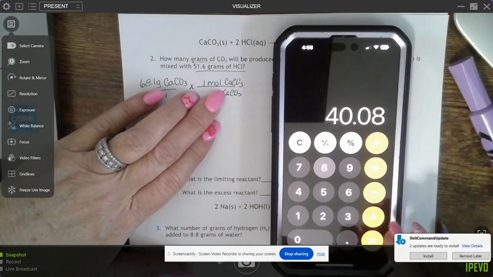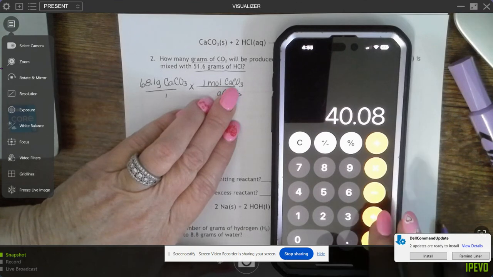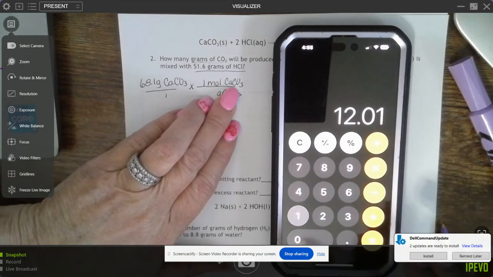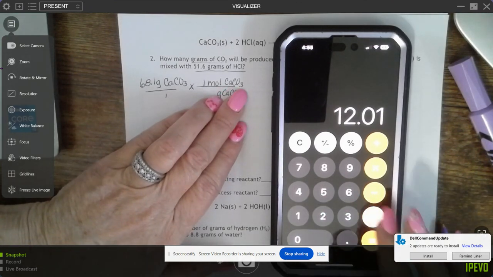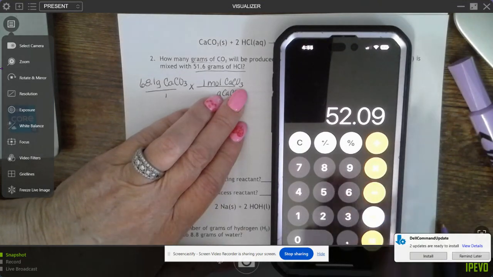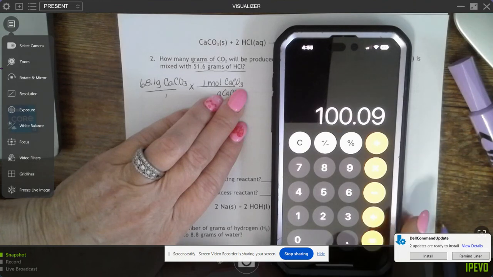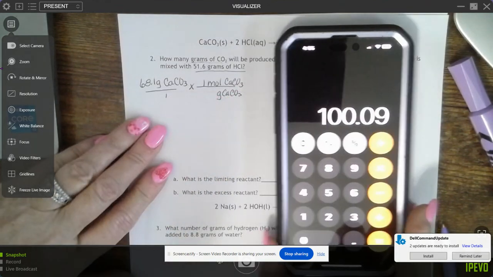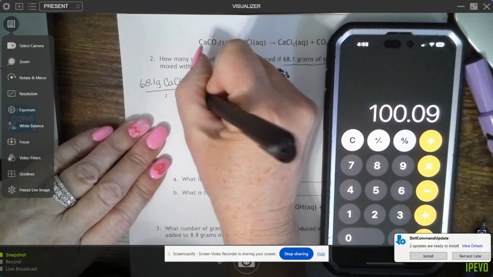If we look at our periodic table, we have 1 calcium, which is 40.08. We have 1 carbon, which is 12.01. And we have 3 oxygen. Oxygen 16, 3 times 16 is 48. So that's a molar mass of 100.09 grams.